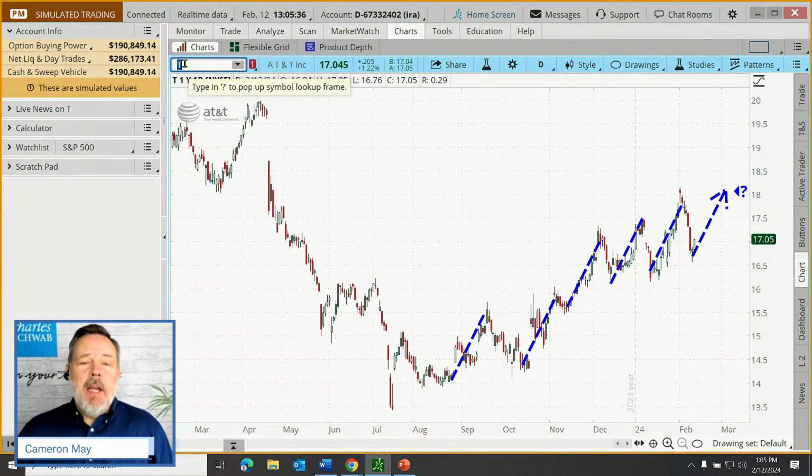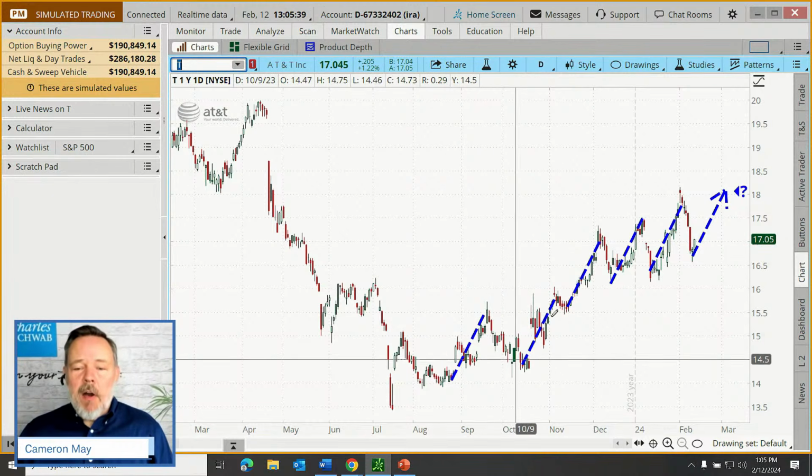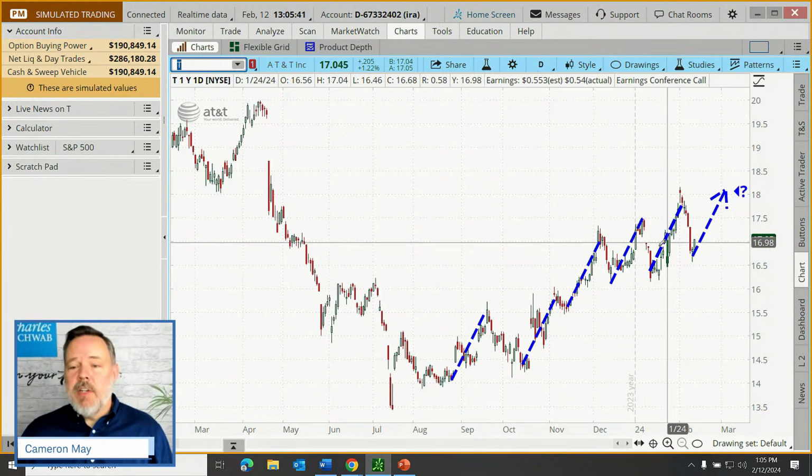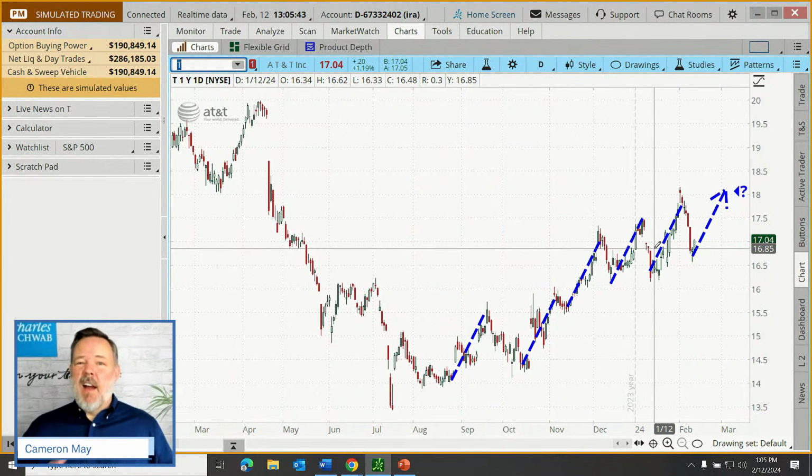But you'll notice as I bring up this chart of AT&T, there are already some lines drawn here just to illustrate what our hypothetical investor might be looking at this moment. Okay. Now, this is not to suggest that we should all be trading AT&T. It's just an example scenario.